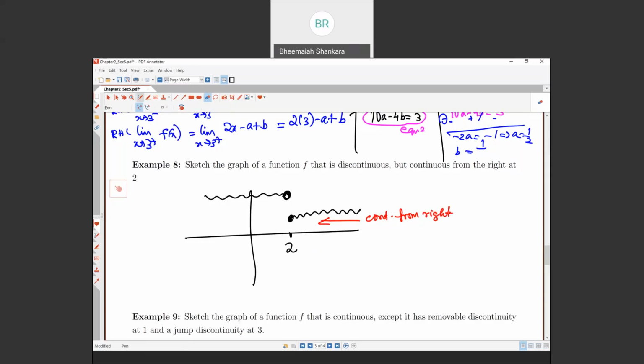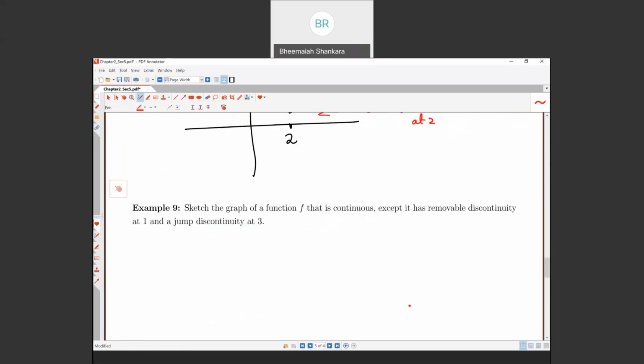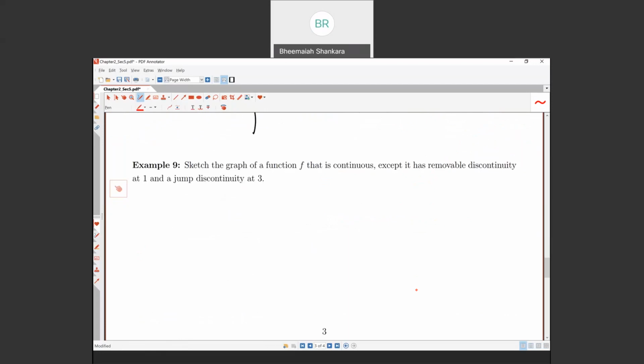Continuous from the right at 2. But it's not continuous as a whole because you see a jump in the graph. Next example, sketch the graph of a function f that is continuous, except it has a removable discontinuity at 1 and a jump discontinuity at 3.